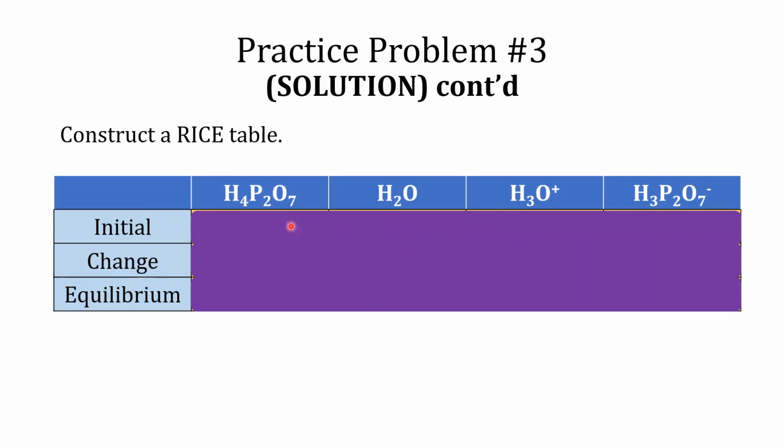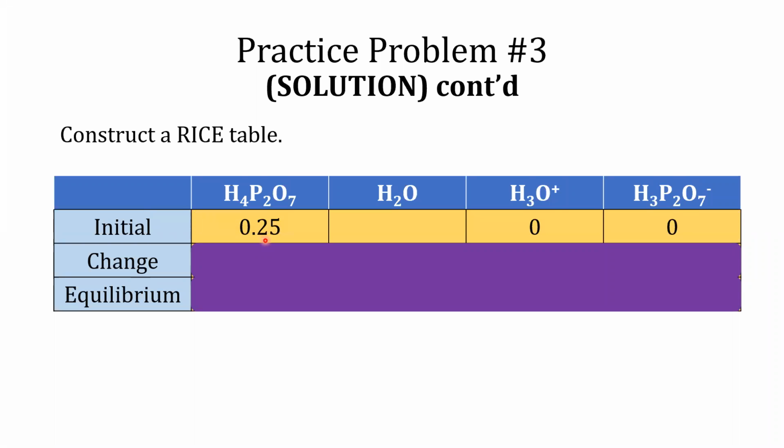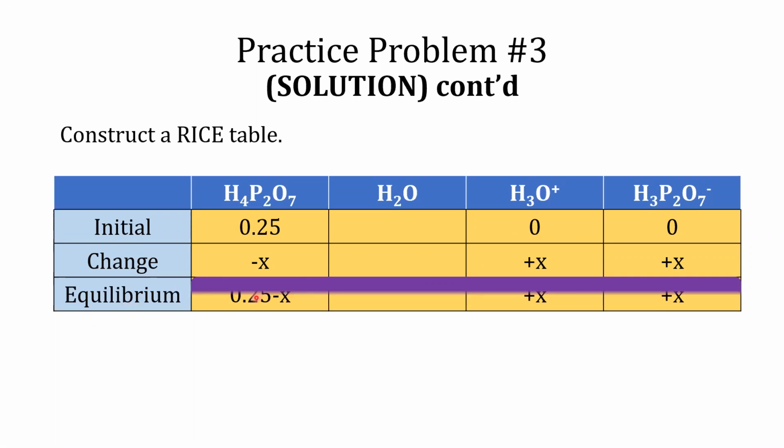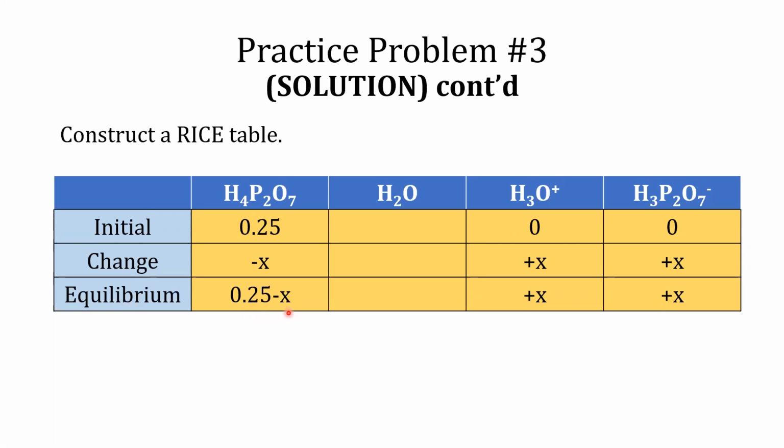Next, one needs to construct a Rice table. The initial concentration of pyrophosphoric acid is 0.25 molar and 0 molar for both hydronium and trihydrogen diphosphate ion. The change is minus X for pyrophosphoric acid and plus X for both hydronium and trihydrogen diphosphate ion. The equilibrium concentration of pyrophosphoric acid is 0.25 minus X and plus X for both hydronium and trihydrogen diphosphate ion.